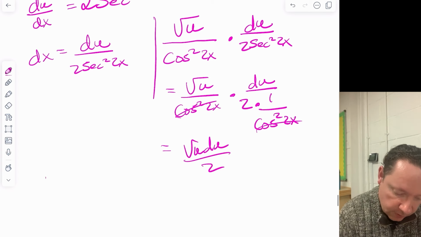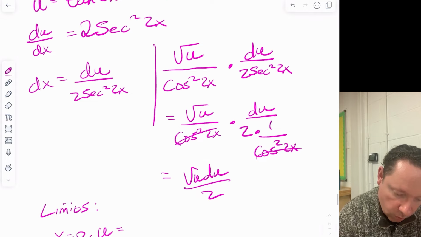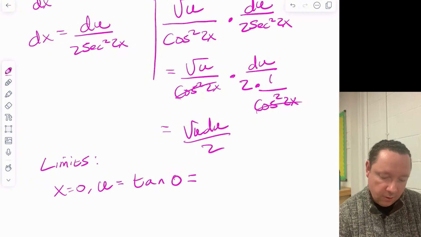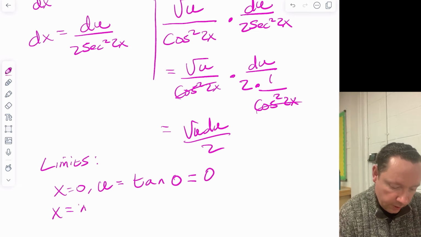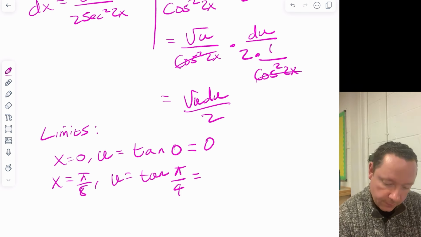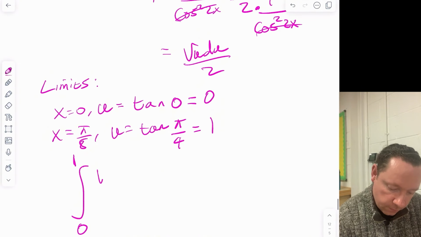So now we can do our limits. So we've got 0 and pi over 8. So when x equals 0, u equals tan of 0, and the tan of 0 is 0. And when x equals pi over 8, u equals tan 2x, I think, so 2 pi over 8, which is pi over 4. Pi over 4 is 45 degrees. The tan of 45 is 1. So that means our integral just becomes the integral between 0 and 1 of root u du over 2.